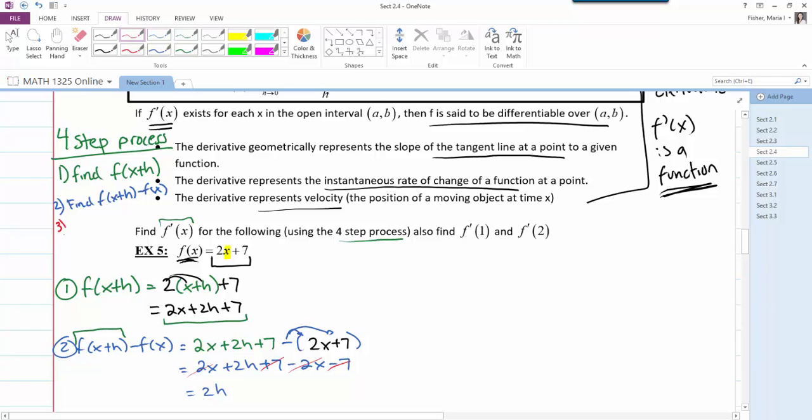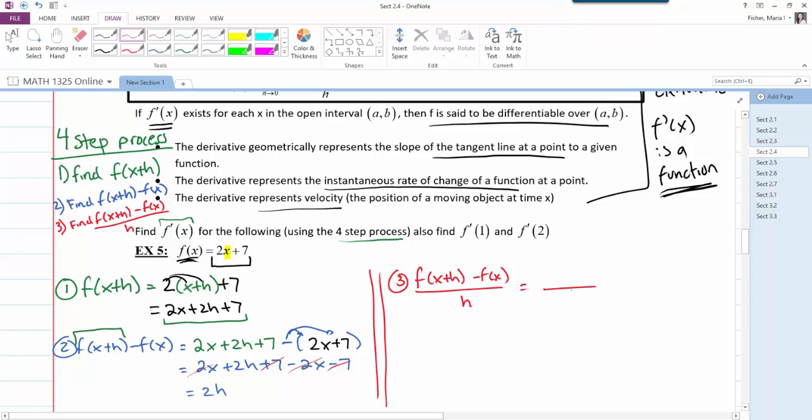Step 3 is to figure out what happens when you take step 2 and put it all over h. So we're going to do that right here. What is f of x plus h minus f of x all over h? So we're going to take the answer we just got, which was our 2h, and stick it all over h, and clean it up. Well, notice my h's cancel, so this is just equal to 2.